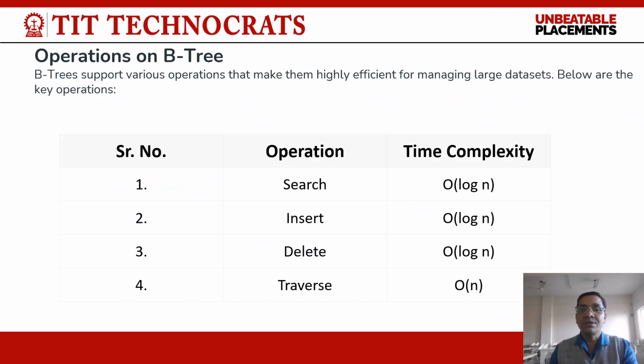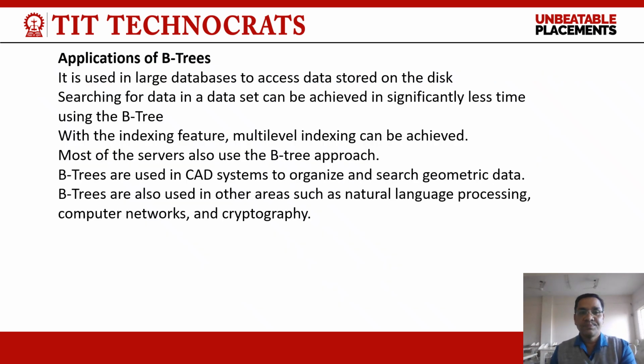Now the operations on a B tree. B tree supports various operations and makes them highly efficient for managing large data sets. Below are the key operations. The search operation takes time of big O of log n. Insertion also takes log n time. Deletion also takes log n time. Traversing of elements takes 1 unit time for each element, so a total of n elements takes big O of n time.